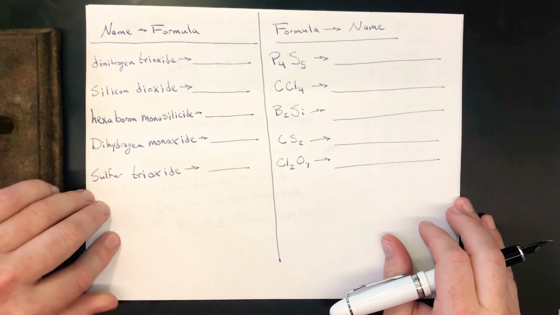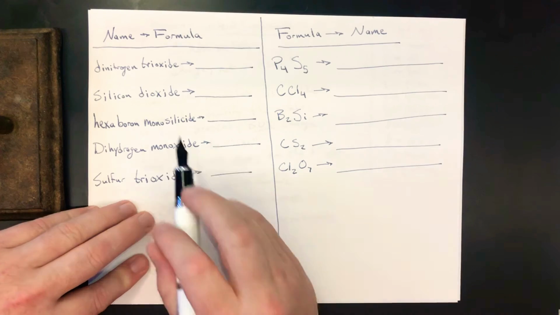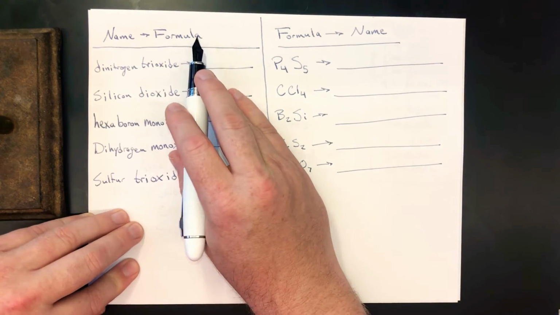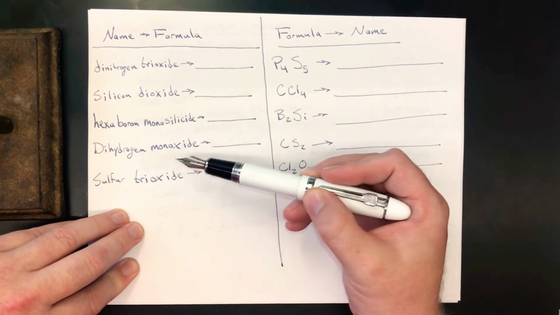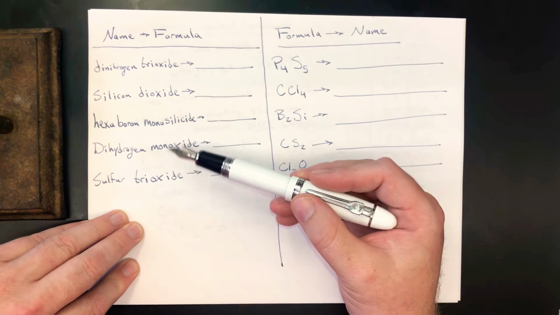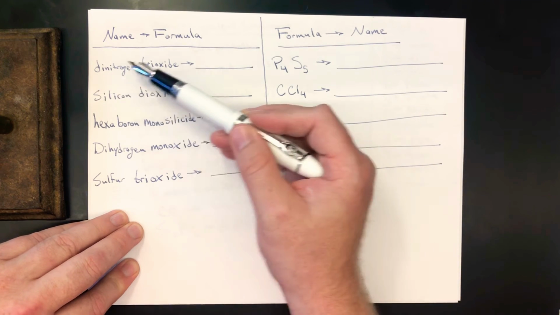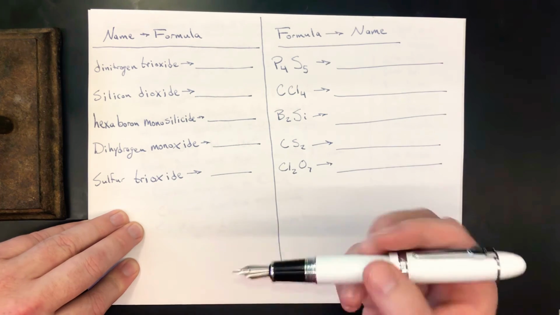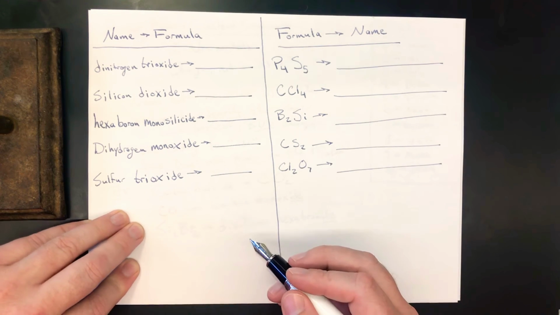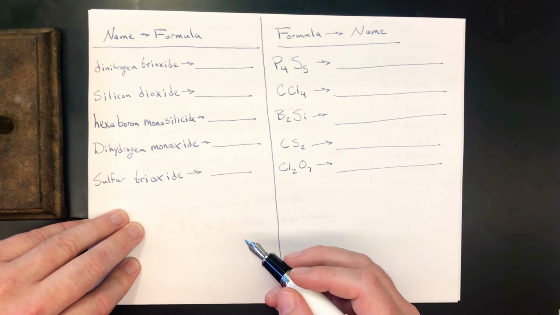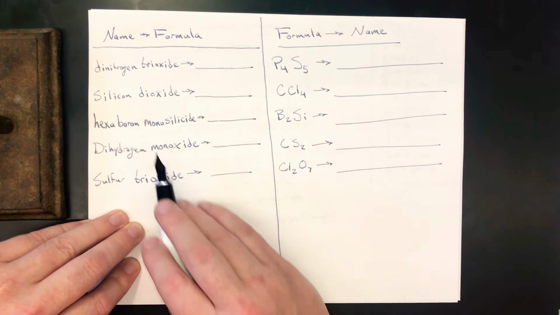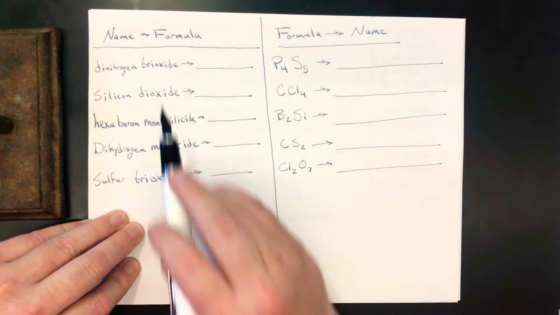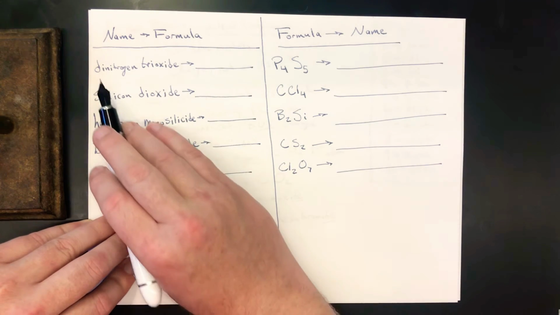So if I have a handful of these, if I want to go from the name to the formula, notice just glancing at these, I can easily tell these are all covalent because all over the place I have di, tri, mono, hexa, tri. So anytime we see these prefixes, it tells us that it's covalent. Also, these are all nonmetals. So going from the name to the formula is pretty easy. We just look at the prefix.